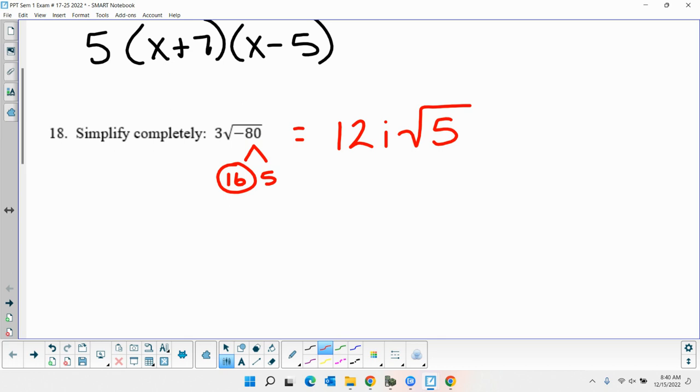Okay, so you have to simplify a radical. Questions? All right.